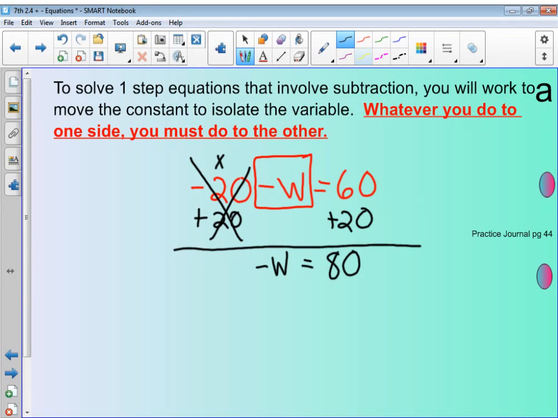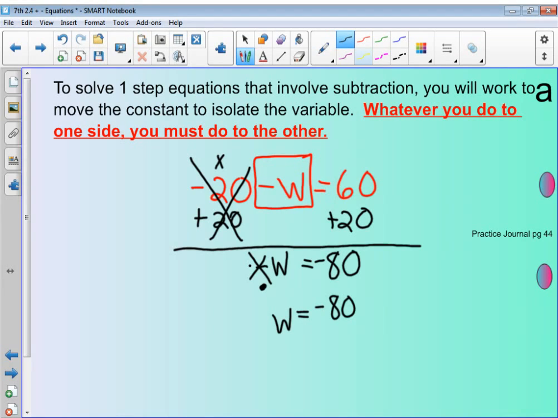Now, here's the thing. We can never have a negative variable. So if you go through and you're subtracting the variable, there's actually a second step that you'll have to do, and that's where you do the opposite to both of your numbers or your sides. So I'm going to do the opposite by taking it times a negative, which is going to cancel it out, and then take this times a negative or add a negative. So really we end up with W equals negative 80.